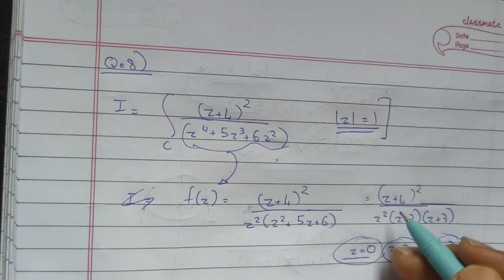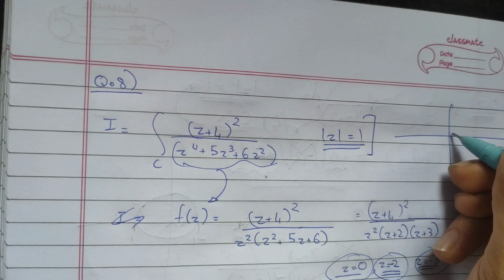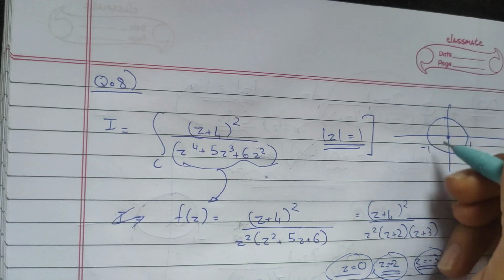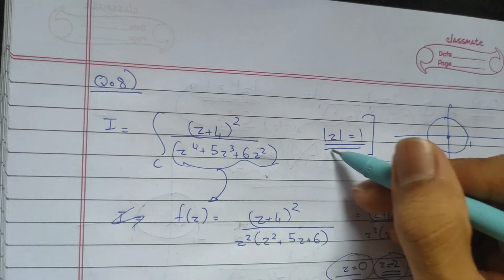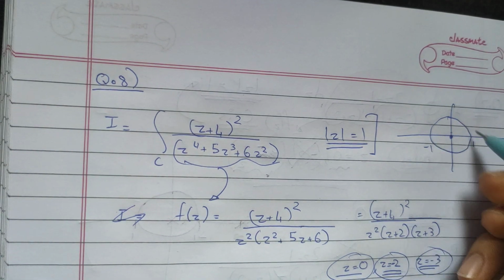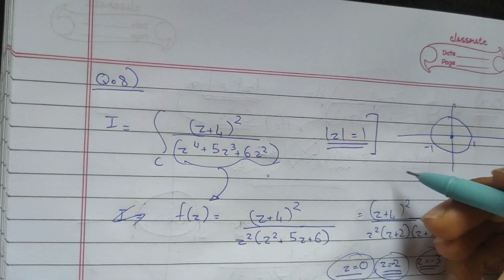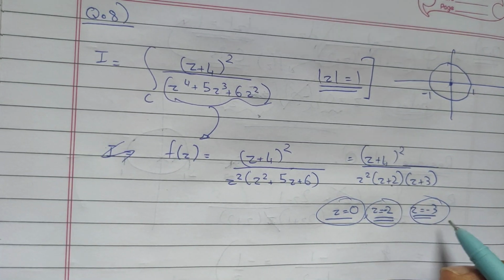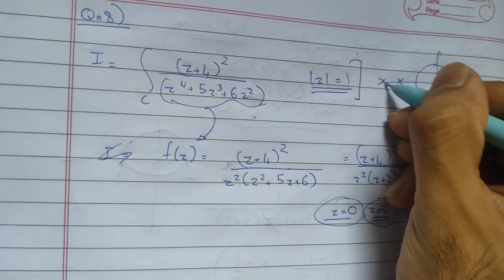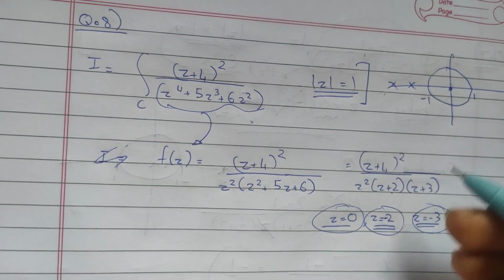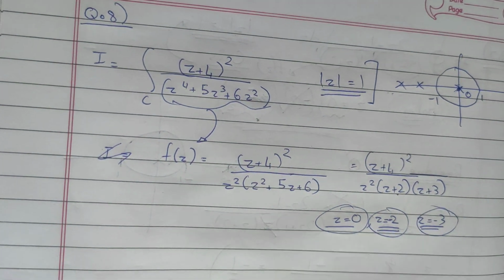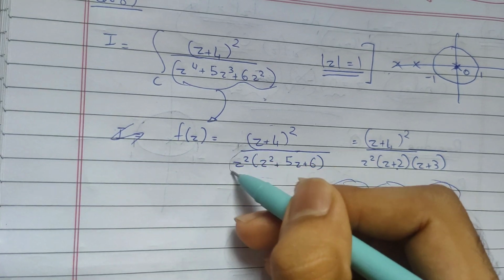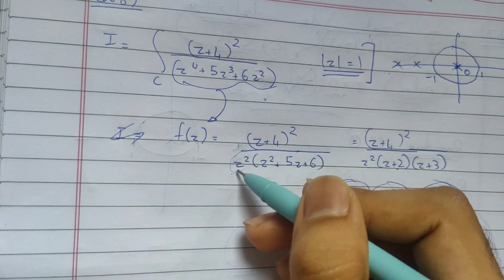Now if you look at the graph for this question, we are given the region, the circle with radius 1 centered at the origin. So the points z equal to minus 2 and z equal to minus 3 lie outside. The only point that lies inside is z equal to 0. The rest of the function is basically constant here, so we only have to find one residue.